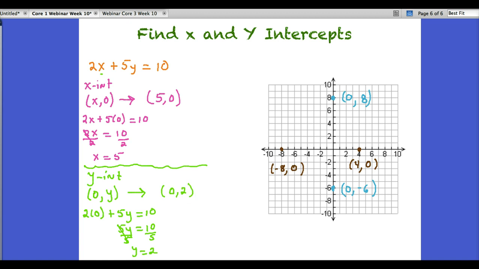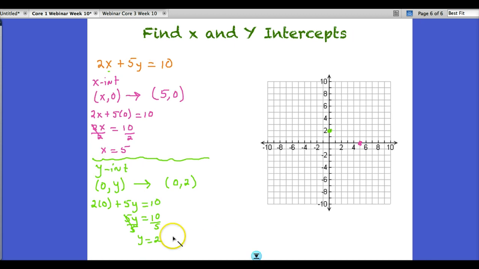So think about how nice this is for graphing, you guys. I'm going to erase all this other stuff. If I want to graph this line using x and y-intercepts, I didn't have to rewrite it in y equals mx plus b form. All I did was come up with 2 points on the x and y axes. So I came up with (0, 2), which is here. That's my y-intercept. And then I came up with (5, 0). That's my x-intercept over here. And then all I have to do is connect those with a line.